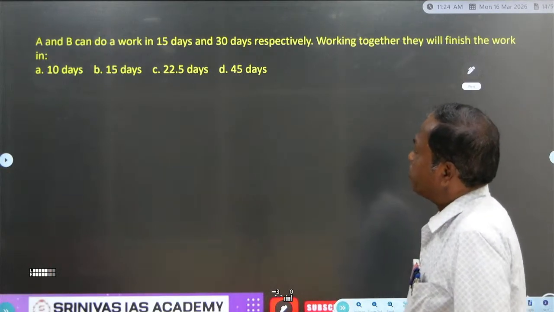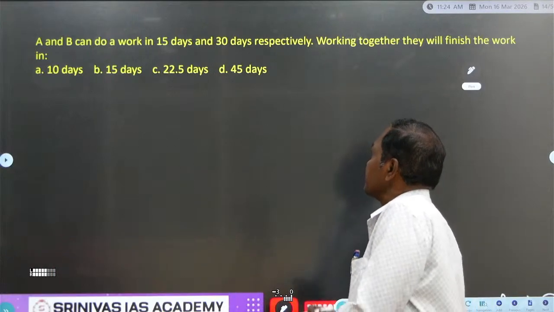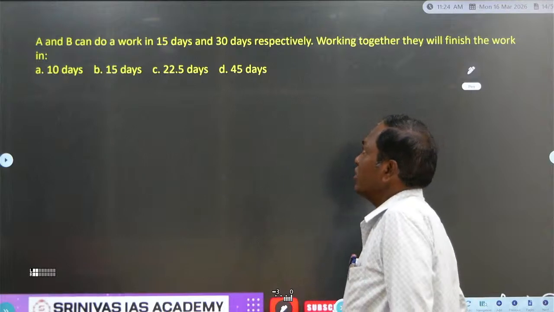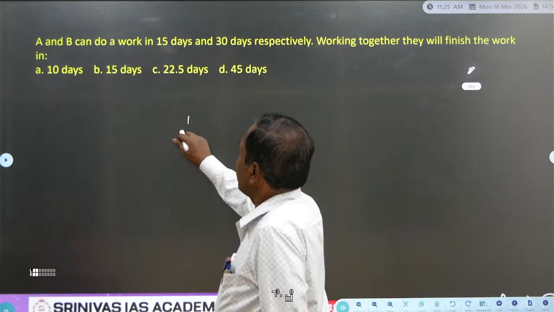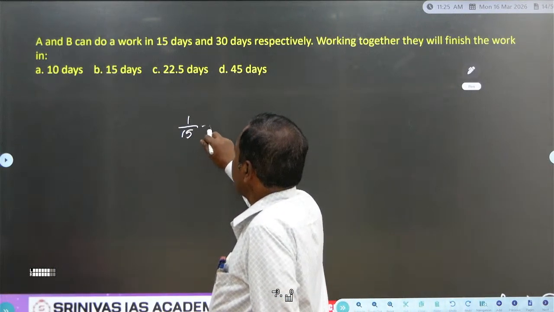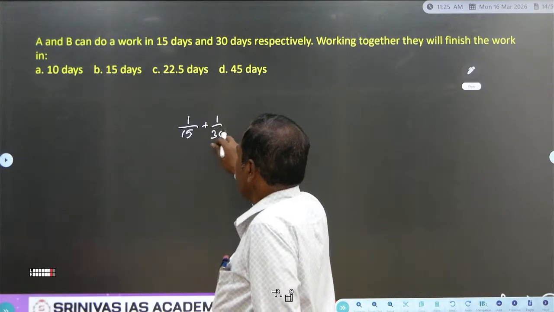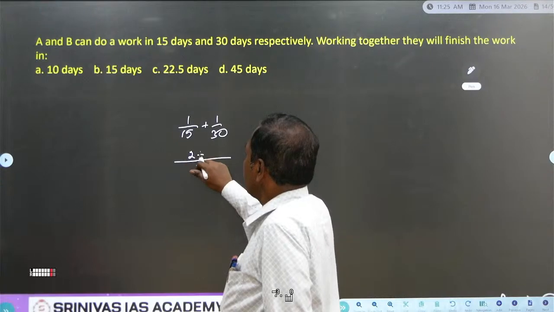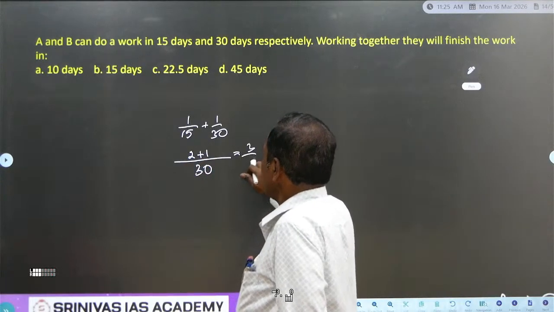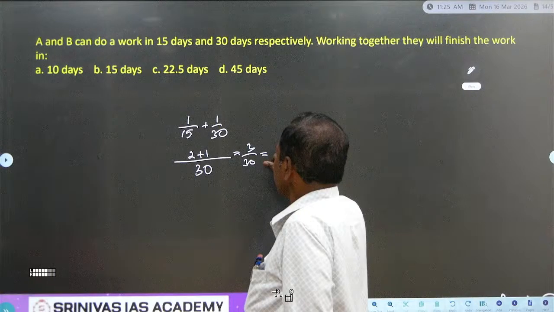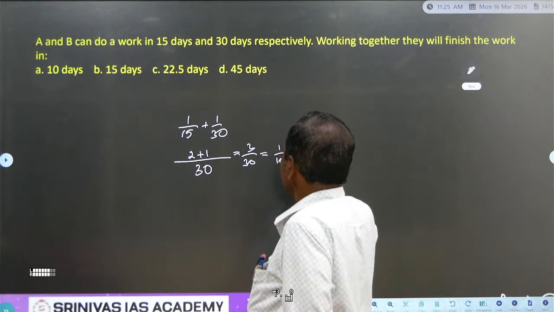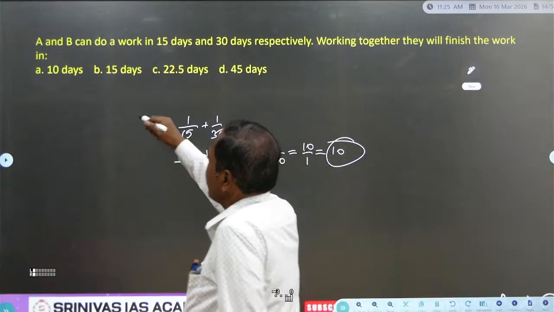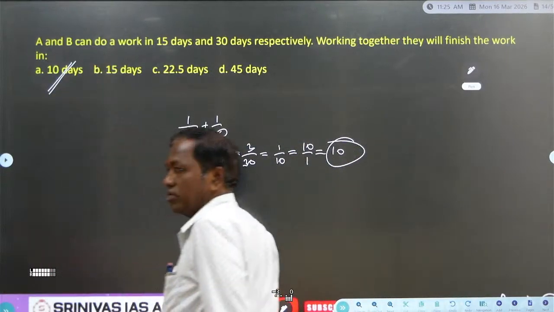A and B can do a piece of work in 15 days and 30 days respectively. Working together, again, do it. This is 1 by 15 plus 1 by 30. LCM is what? 30. 2 plus 1, 3 by 30. So that is 1 by 10. Total days is what? 10 by 1, 10. Right. Option A.